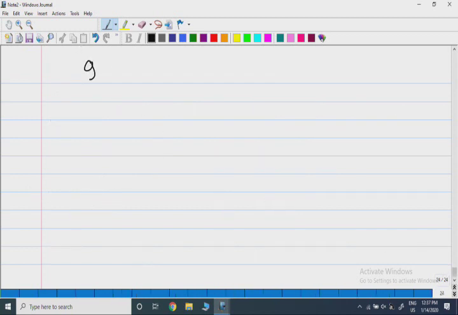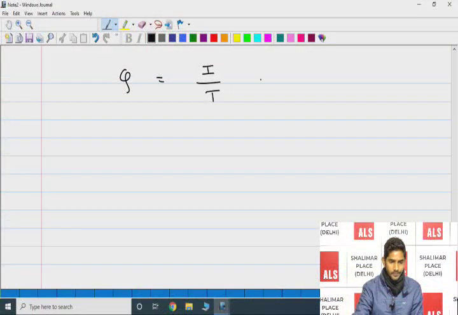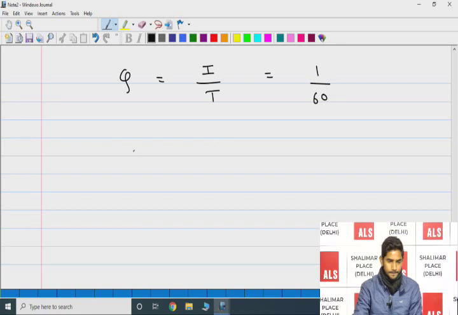I hope so. We know that Q, which is charge, is I into T. Current is 1 ampere, time is 60 seconds. And other than this, we know that Q is equal to Ne, where N is the number of electrons. So Q is nothing but 1 by 60, and we need to use the charge on an electron, which is 1.6 into 10 to the power minus 19.